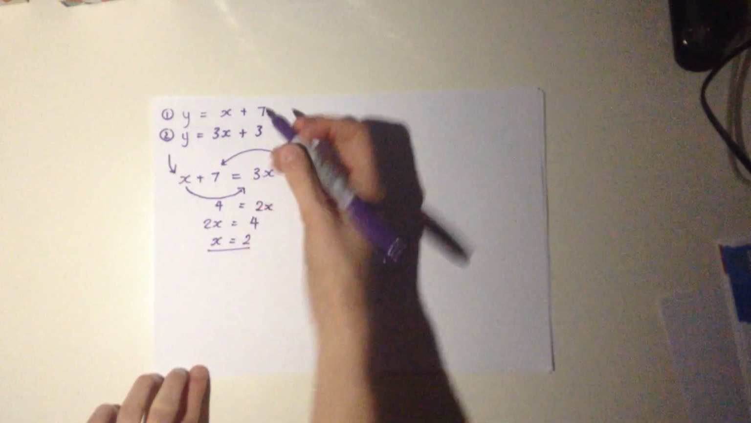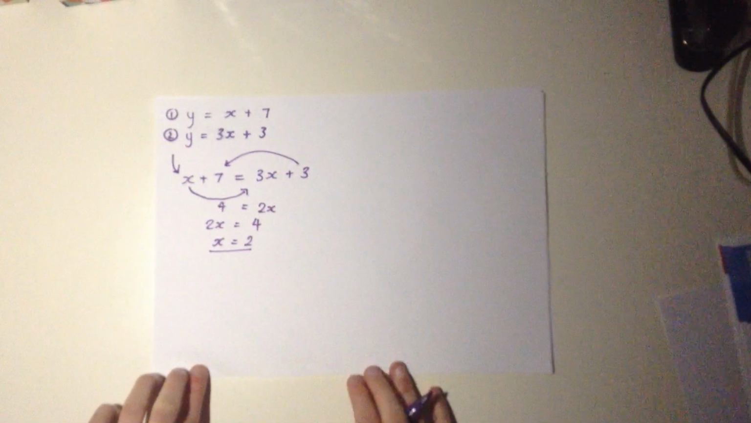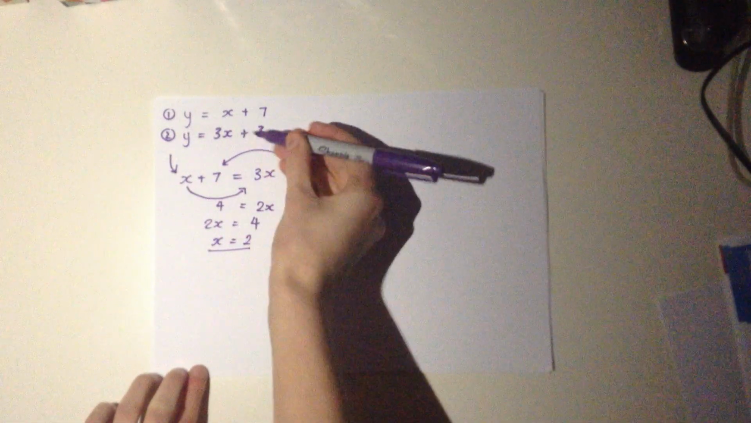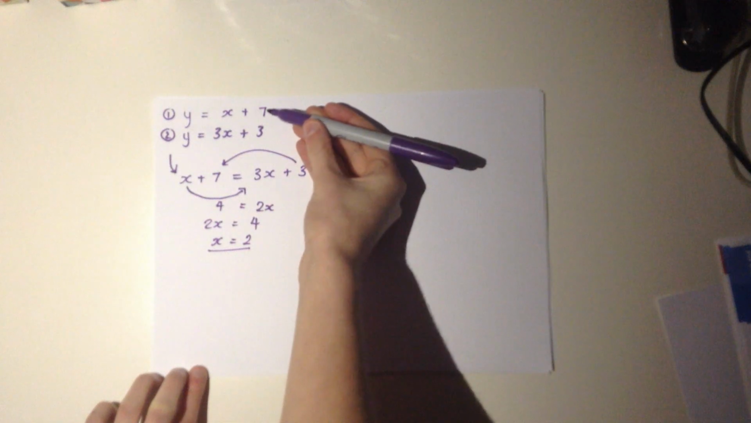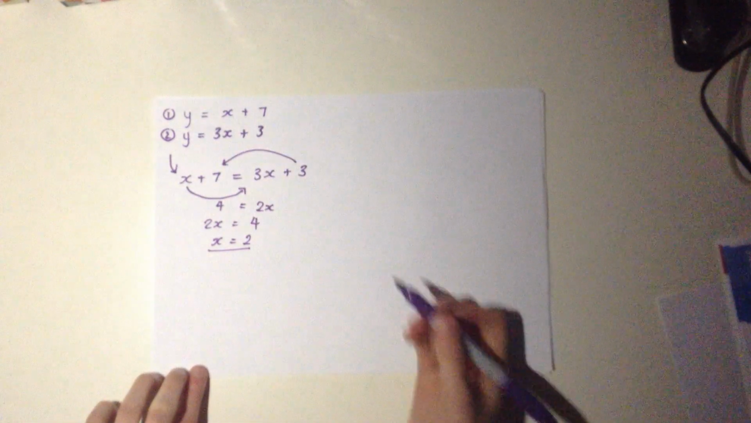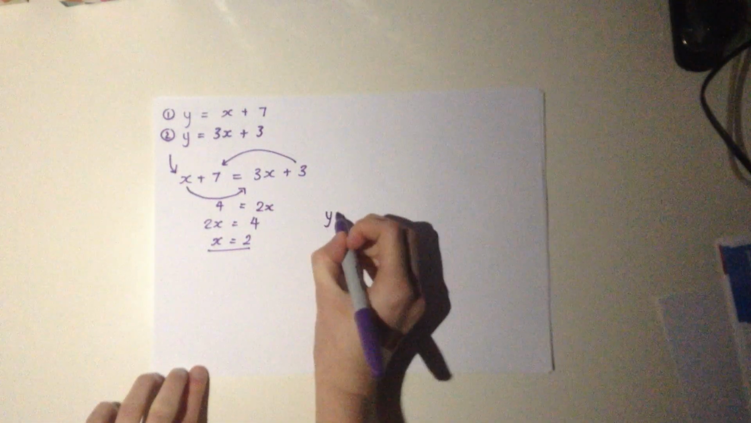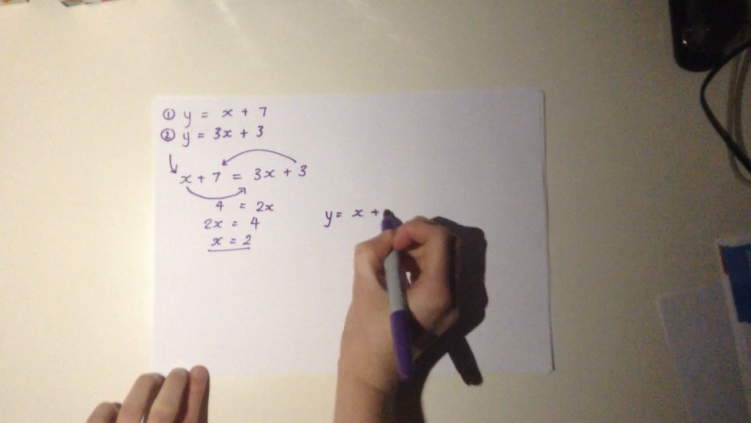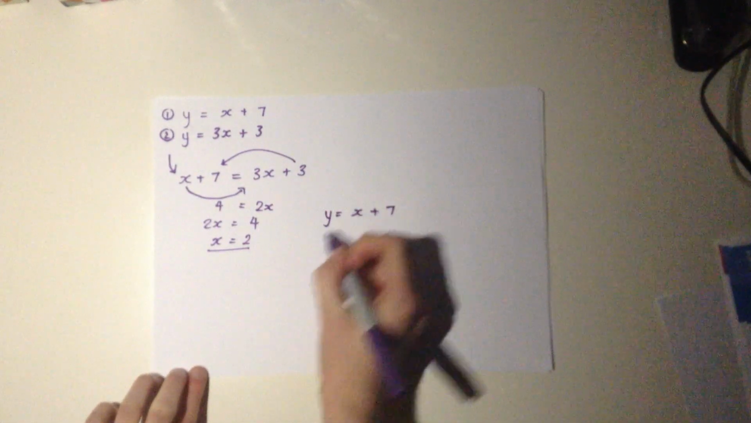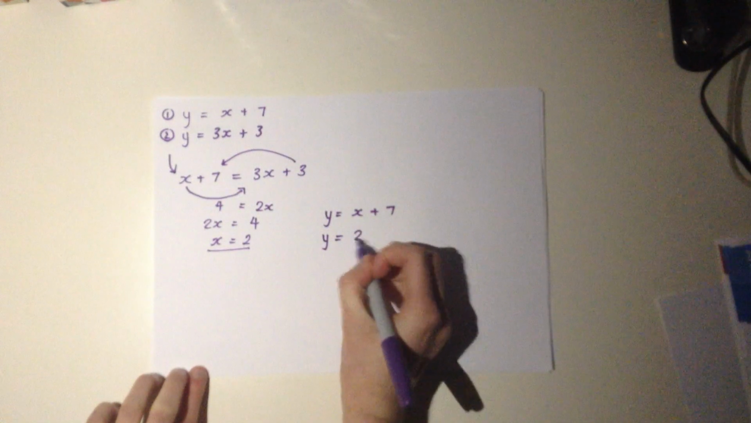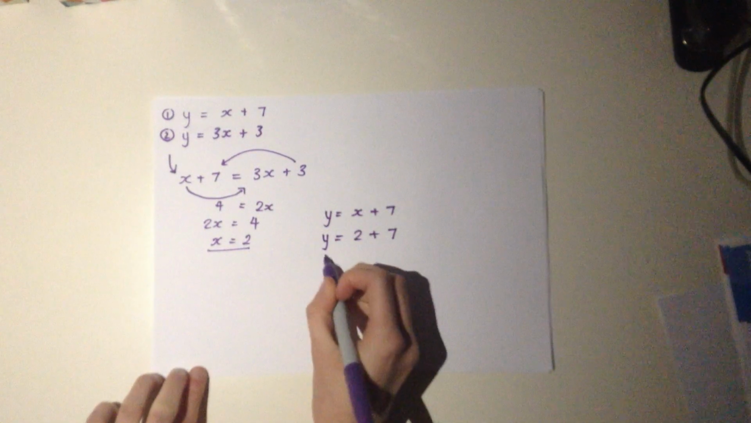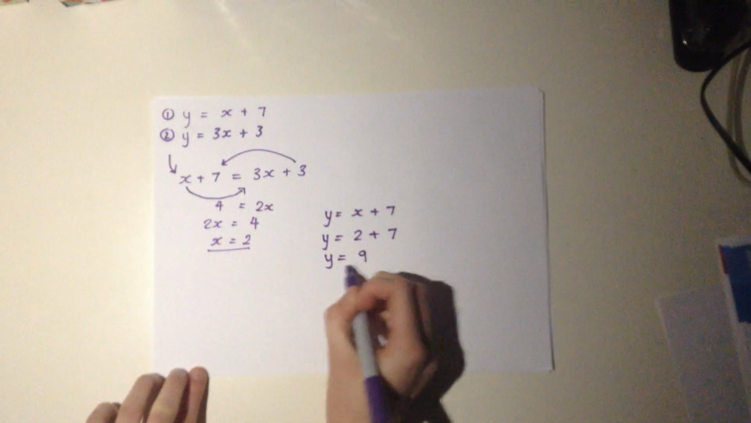Okay, now if we go back up to the first equation, we could use the second equation, but the first equation is simpler. So we'll go back to that one. So y equals x plus 7. Now we know what x is. We're trying to find y. We know what x is because it's 2. So 2 plus 7. So y is 9.